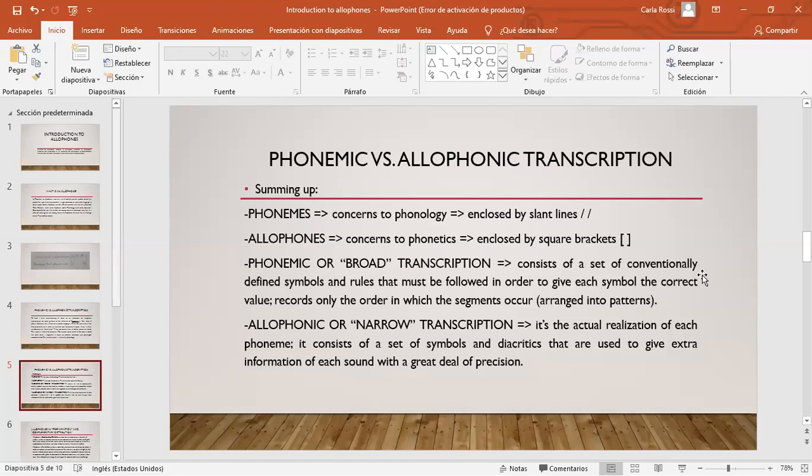On the other hand, we have allophonic or narrow transcription. It's the actual realization of each phoneme. It consists of a set of symbols and diacritics, like I showed you, that little circle above the lateral sound, that teeth or inverted C that was above the lateral and above the alveolar plosive. Those are called diacritics. I will explain that again later. They are used to give extra information about each sound with a great deal of precision. So far? Do you understand this difference?